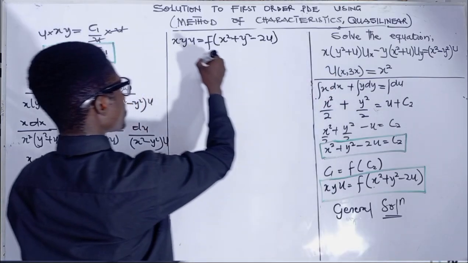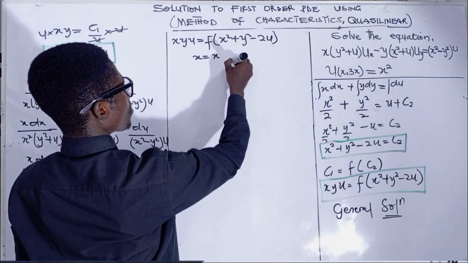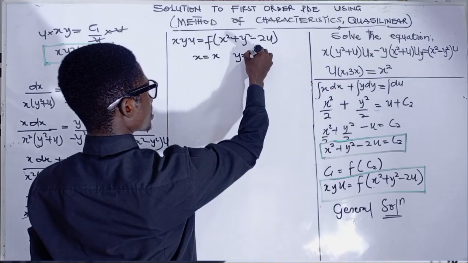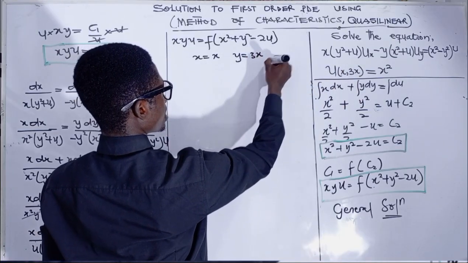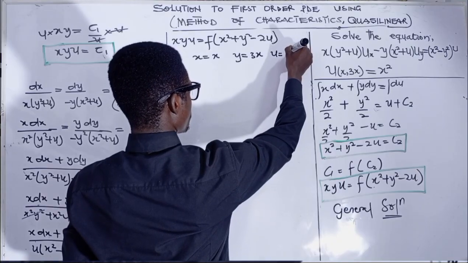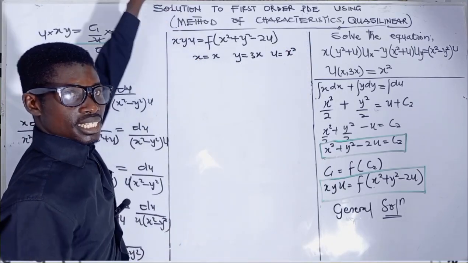Now this means that wherever we see x in the general solution, we should plug in x. And wherever we see y in the general solution, we should plug in 3x. And wherever we see u in the general solution, we should plug in x squared. Very interesting. So we are just going to plug this into the general solution.